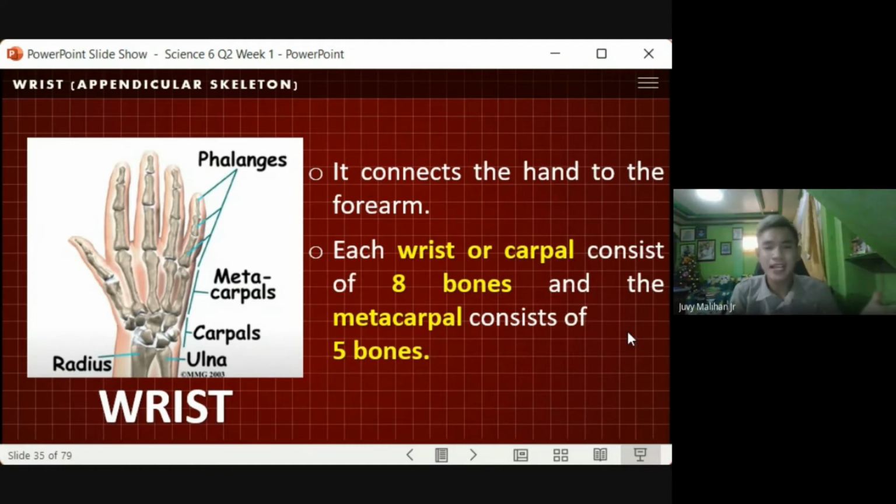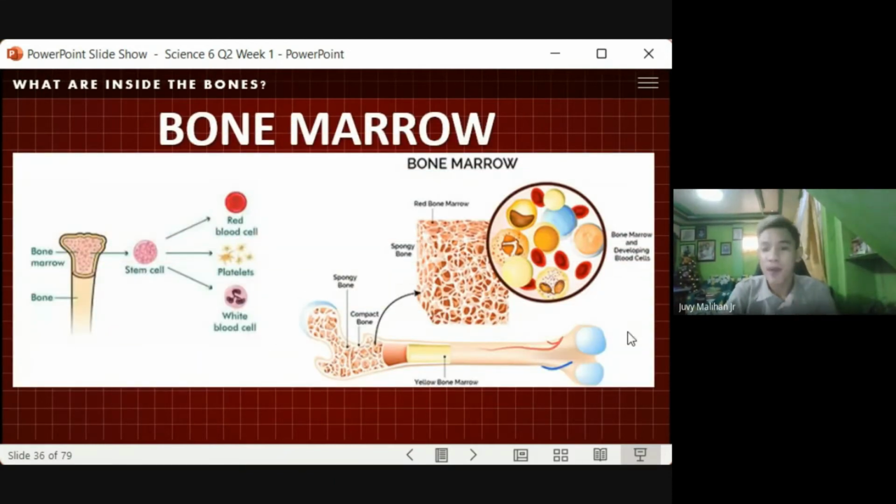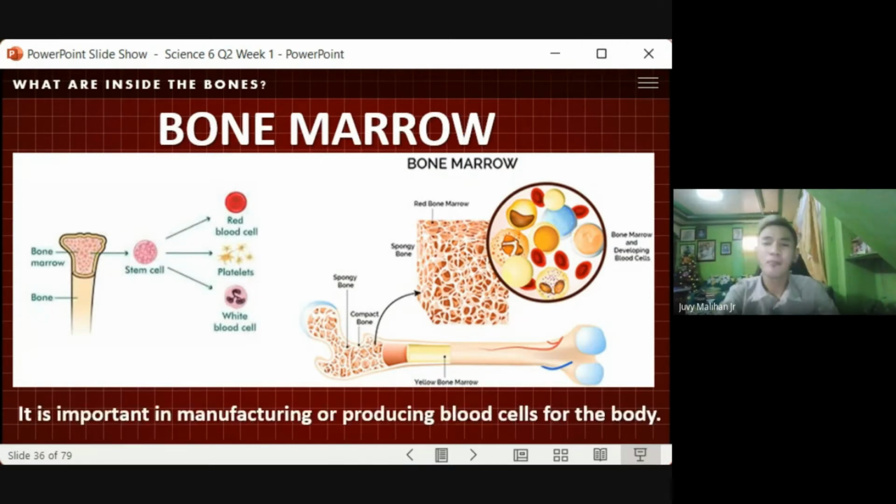Okay? Now, what are found inside the bone? Do you have any idea? Ano nga ba ang nakikita natin inside our bones? Very good. So inside the bones, class, are the bone marrow. Okay, and this bone marrow, class, are very important in manufacturing or producing blood cells for the body. Okay, so it produces stem cells like the red blood cells, the platelets, and the white blood cells.